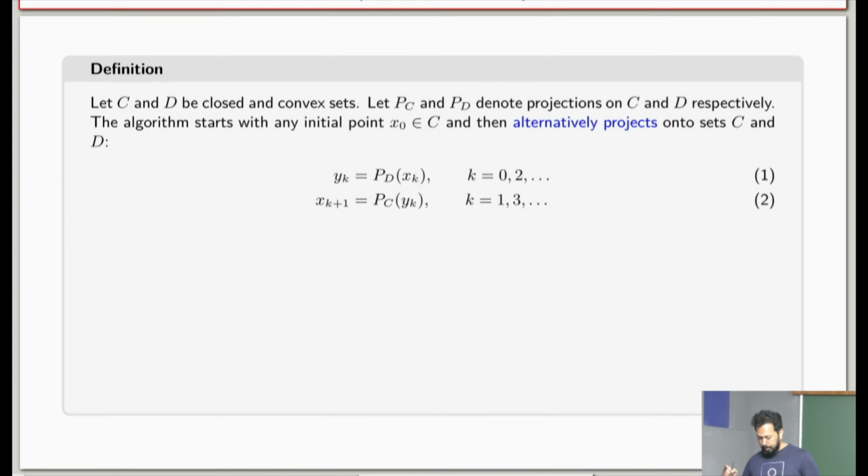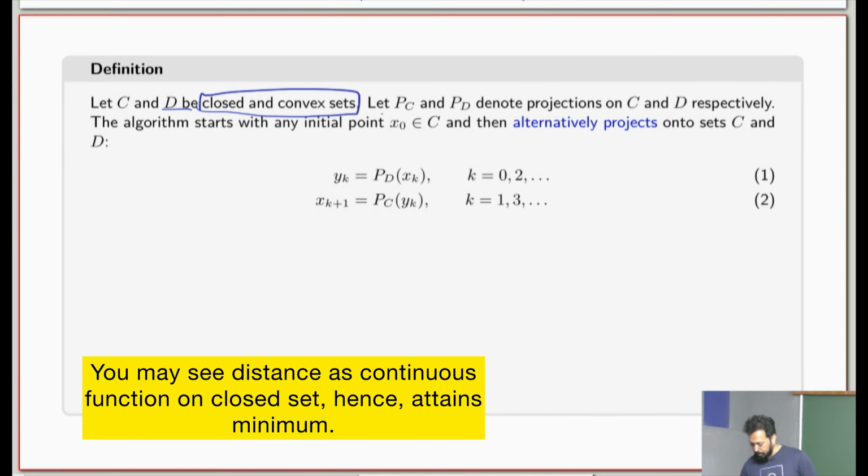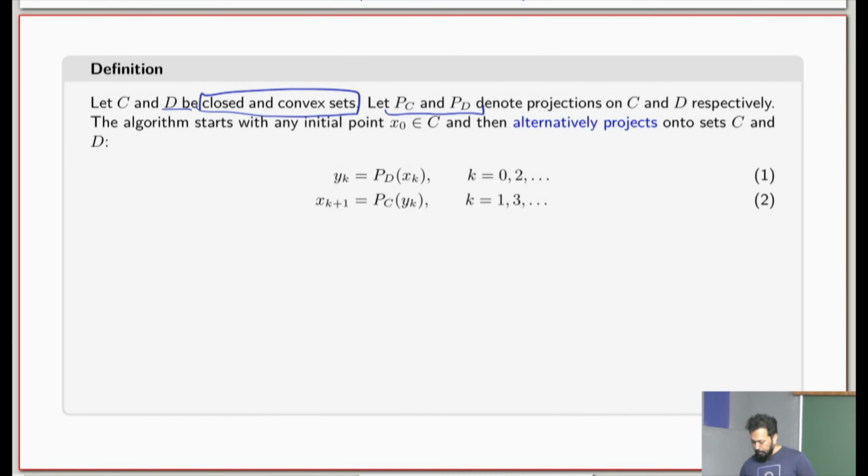So closedness tells me that when I'm looking for the distance from my current point to the other set, this indeed gives me a point in the set C, and similarly for D. They are closed and convex, so all these good properties help me get well-defined unique projections.